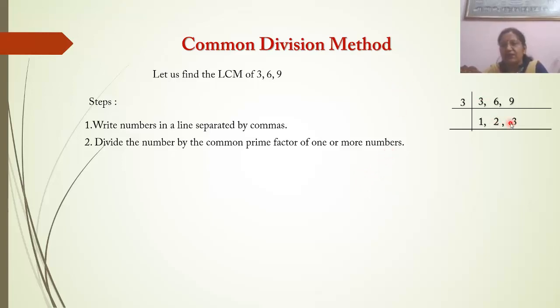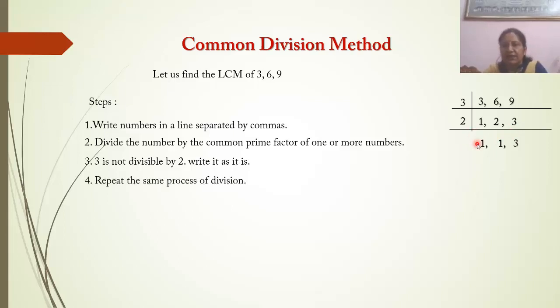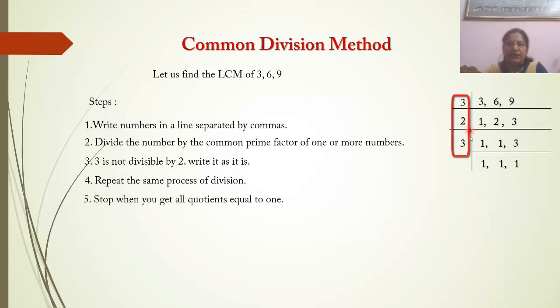Again we will divide it by another prime factor, and 3 is not divisible by 2, so we will write it as it is. We will continue this method until we get the quotient 1, 1 and 1. So here we have divided it and we get 3 into 2 into 3. So the LCM of these three numbers is 18.